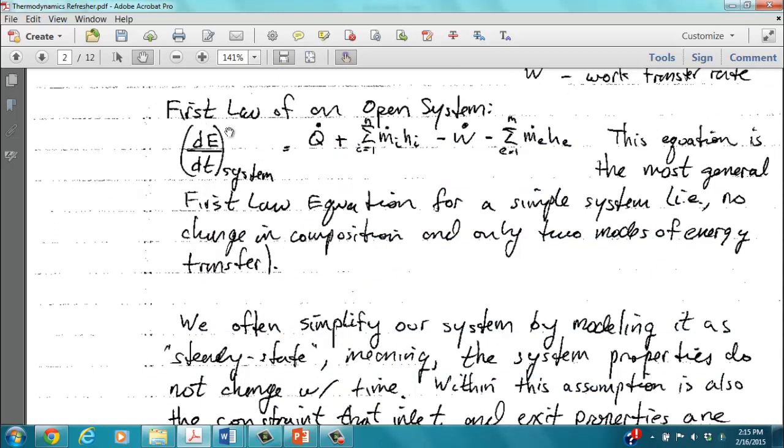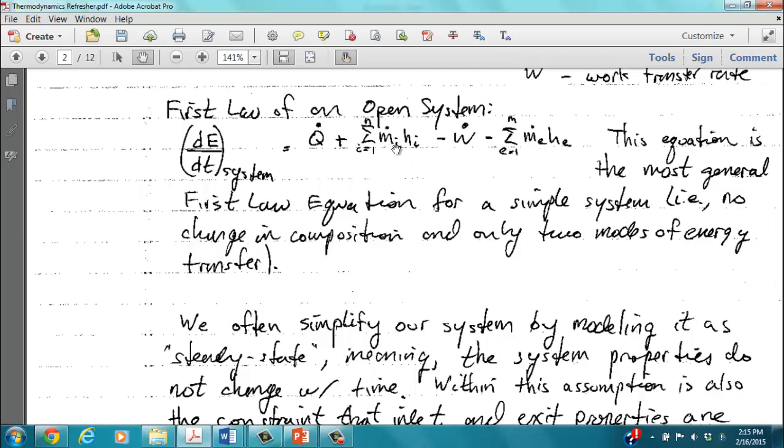So the change in energy of the control system has to be balanced by energy that flows in and out of the control system. On the left-hand side, we have dE/dt, that's our change in energy of the system, and this is balanced by energy that flows in with heat transfer, and energy flow into the control system with mass flow rate, minus the work transfer out of the system, minus energy that flows out as a result of mass transfer leaving the control system.